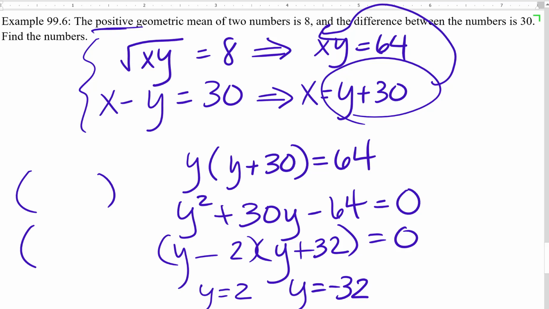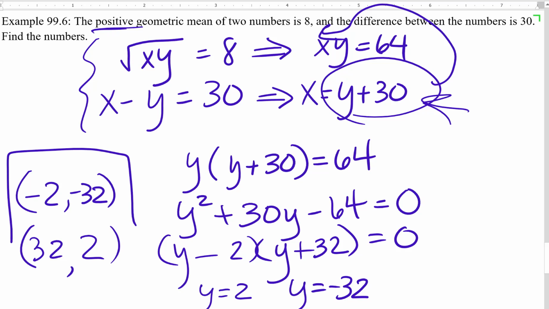So we have two possible pairs of numbers that will work here. We've got one where the y is negative 32 and one where y is 2. So if I go back up here and I find out what x is, that would mean that negative 32 plus 30 would be negative 2 for x, and then if y is 2, then x is 32. So there are two pairs of numbers that have the positive geometric mean of 8, and whose difference is 30.